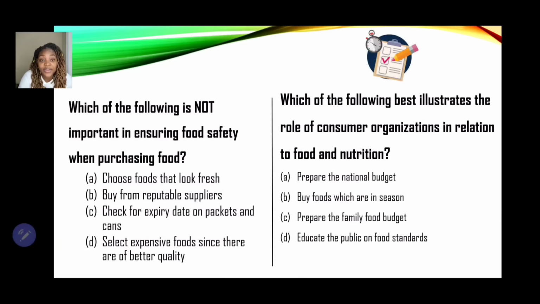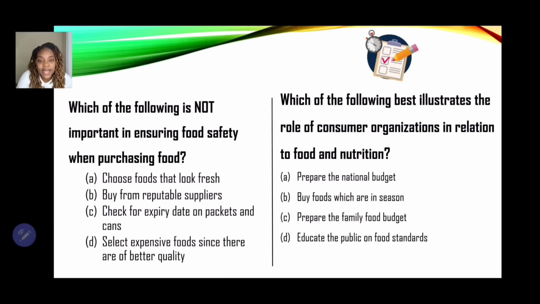So we have to look and read the questions carefully. So we're looking at which of the following is not important in ensuring food safety when purchasing food. A. Choose foods that look fresh. B. Buy from reputable suppliers. C. Check for expiry date on packets and cans. So far we're looking good, right?